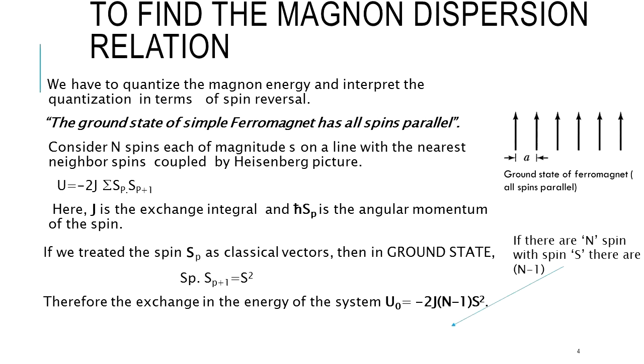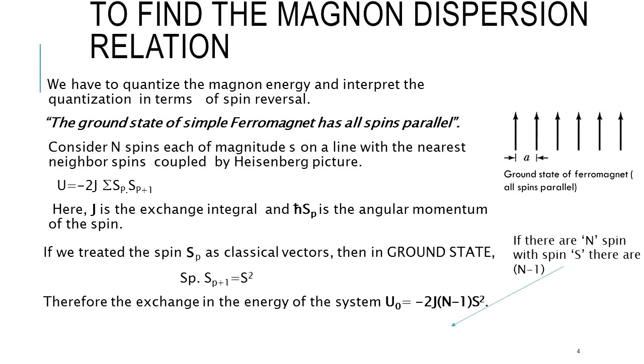Now we will consider a one-dimensional ferromagnetic chain. As you see here, suppose there are N number of spins. This is the lowest energy configuration because the entropy is the least. So what will be the exchange energy? That is given by this expression: U is equal to minus 2J summation S_p dot S_p+1, where J is the exchange integral. H cross S_p is called the angular momentum of the spin.